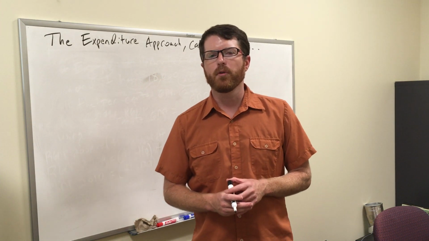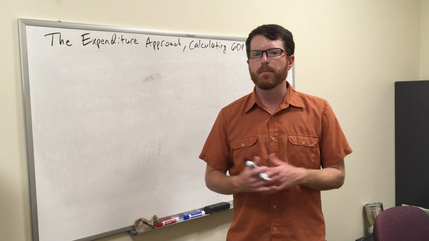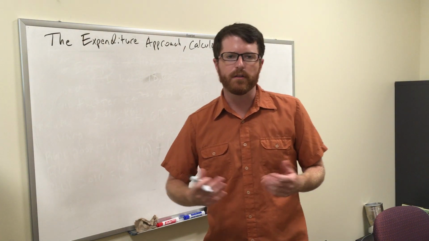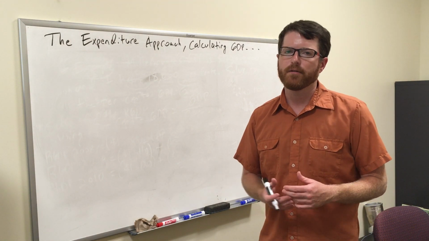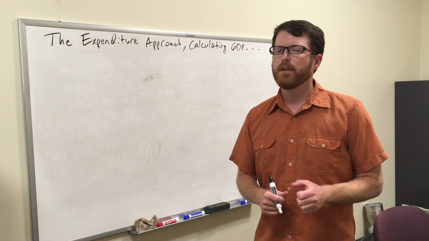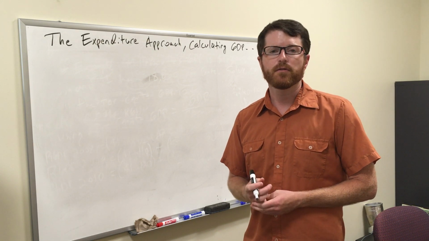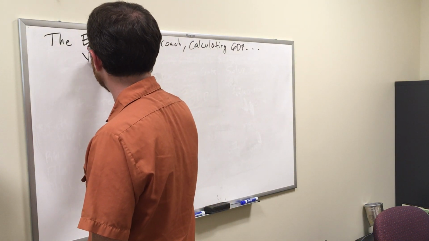The expenditure approach is more realistic and more how it's actually typically presented, with the big downside that we can't do real GDP with the expenditure approach. We'd have to figure out another way to do it, by using CPI or something. So this is what you're more likely to see if it's, say, discussed on the news. And here's the formula for it.